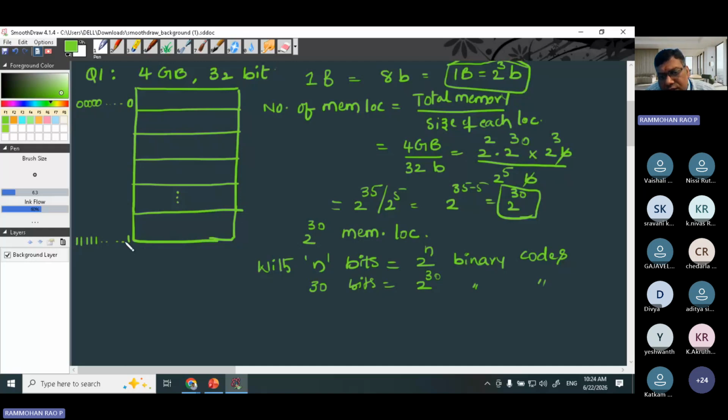How many memory locations do I have? 2 power 30 memory locations. So it is matching. For 2 power 30 memory locations, I should generate a separate address for every location. That is possible if my address is a 30-bit binary code, because then 2 power 30 different binary codes can be generated. Each binary code will be given as the address to one memory location. Is it clear to everyone? Once again, I am asking, is it clear to everyone?